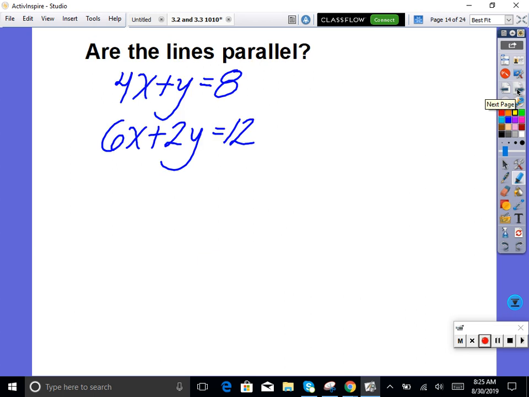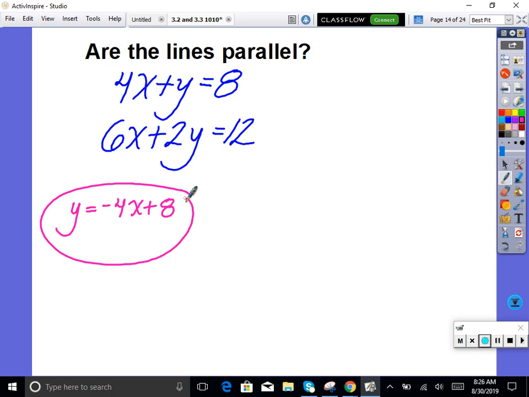Okay, so it says, are all the lines parallel? Well, I would always, in this case, get it into y equals mx plus b form so you can compare the slopes. So let's take that top one. The first thing we would do is subtract 4x. So I have y is equal to, I'm going to write the 4x part first, so that'd be negative 4x plus 8.